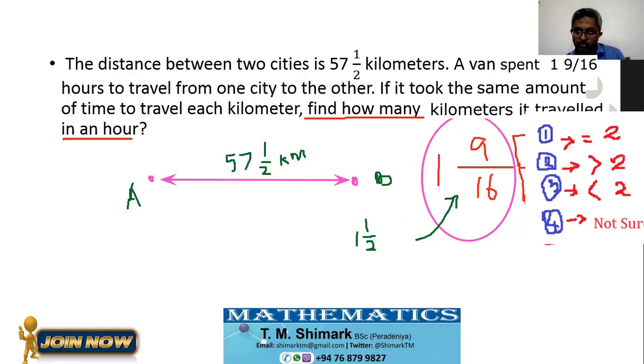1.5. 1, 2, 3, 4. Which is the answer for 1.5? Less than 2. Yeah, number 3, less than 2. 1.5 itself is telling us openly, I am smaller than 2. He himself is saying, I am smaller than 2.